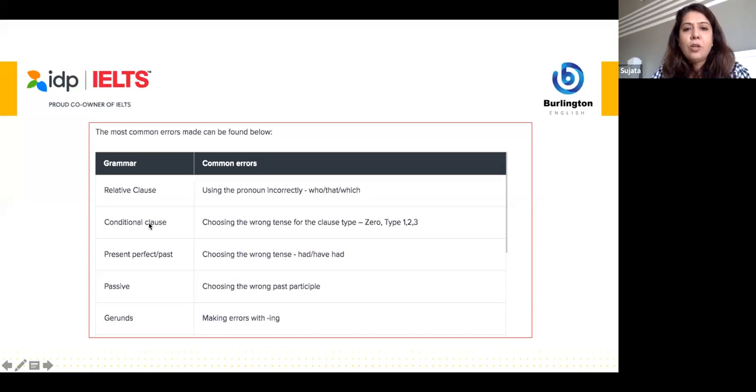Now, conditional clauses are so tempting and you want to use them. But if you don't use them correctly, they take away your marks. So wrong tense is a problem. When you're using conditional clauses, just focus on your tenses. Many students don't know how to use have, had together, and probably when to use had. Work on your rules a bit.